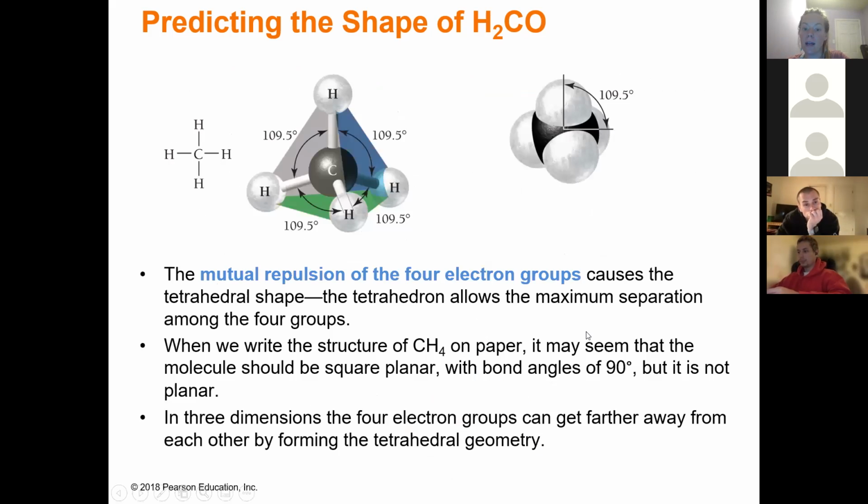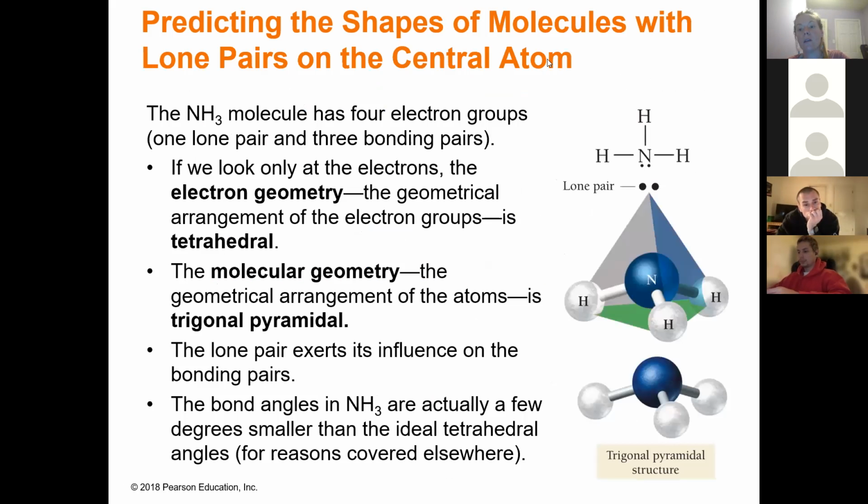Let's look at a situation where that isn't the case. We've got ammonia over here, NH3, and it looks something like this. We now need to start talking about the electron geometry versus the molecular geometry. The electron geometry is talking about the arrangement of the electron groups. This is sort of what you've already done: count up the electron groups around the central atom and name it.